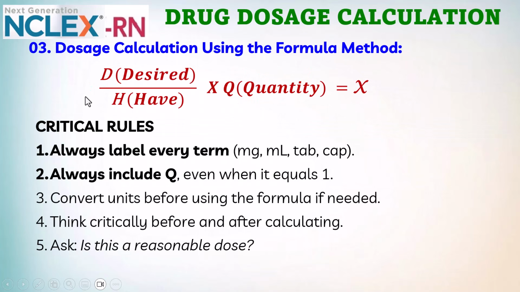Now listen carefully. These are NCLEX or nursing survival rules. Always label every term: milligram, milliliter, tablets or capsules. Always include Q even when it equals 1. When you do the example, you will understand this. And convert units before using the formula if needed. And most important, ask yourself, is this a reasonable dose? Never rely on maths alone, think like a nurse.